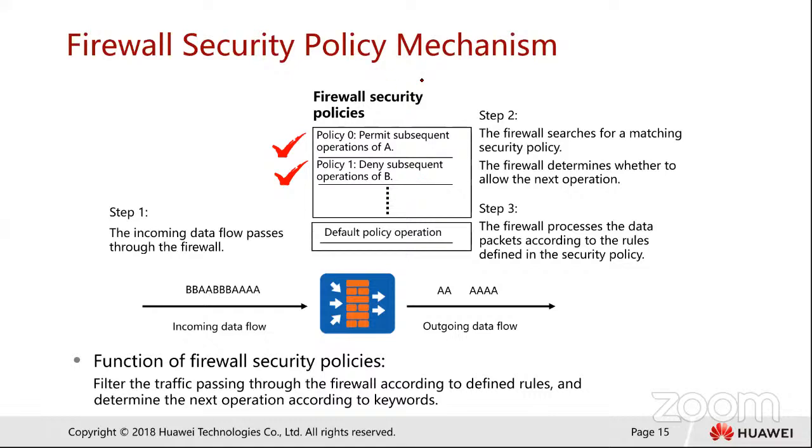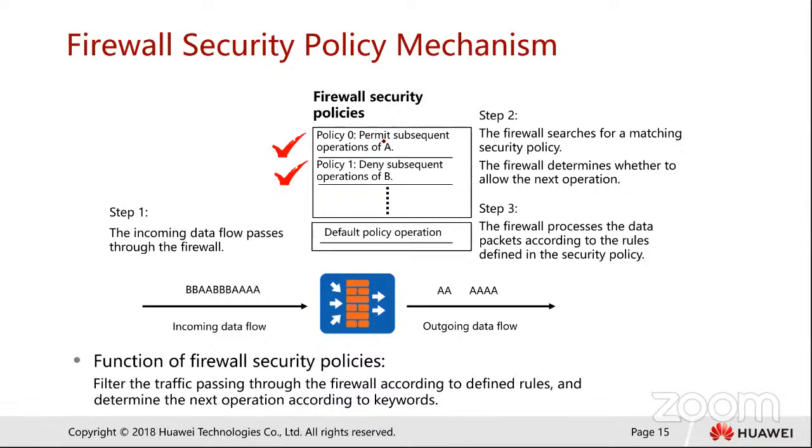The firewall security policy mechanism. Basically, this is the mechanism. You just have policies on your firewall. The incoming data flows to your firewall. Someone is trying to send packets to your network, so the information will come. The moment it comes, it goes through these policies. Policy 0, 1, and you can have as many as you want. And also you have your default policy.